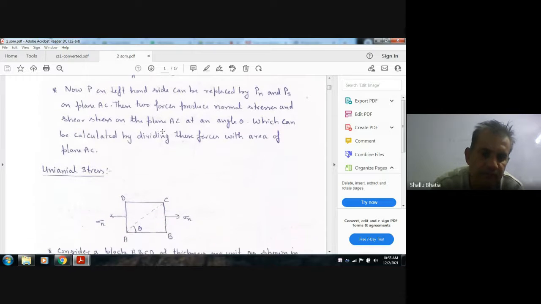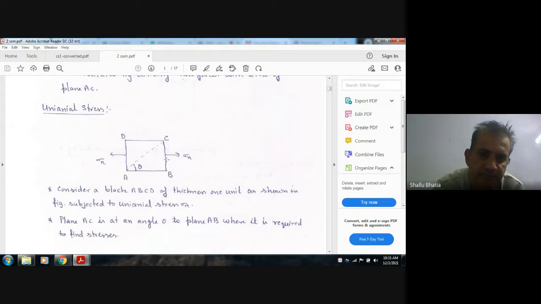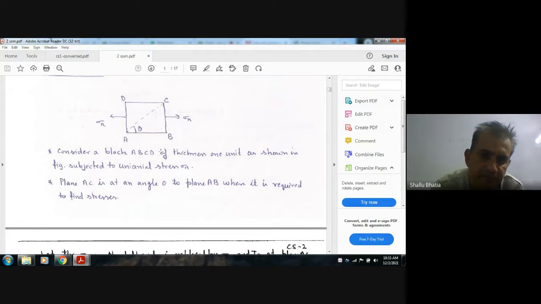So the first case is uniaxial stress. Now consider a block ABCD with the sigma x stress acting on it, and the thickness of this ABCD block perpendicular to the paper is 1 mm, as shown in the figure. This is plane AB, this is plane BC, and this is plane AC, at angle theta to the plane AB, where we are required to find out the stress.